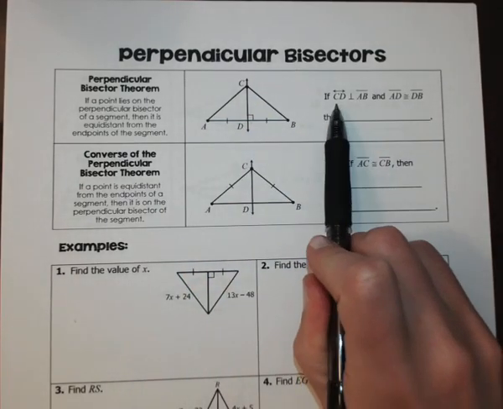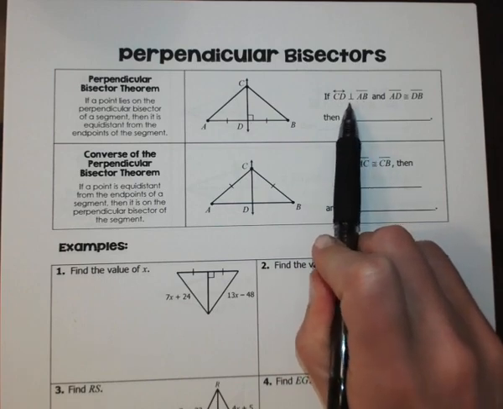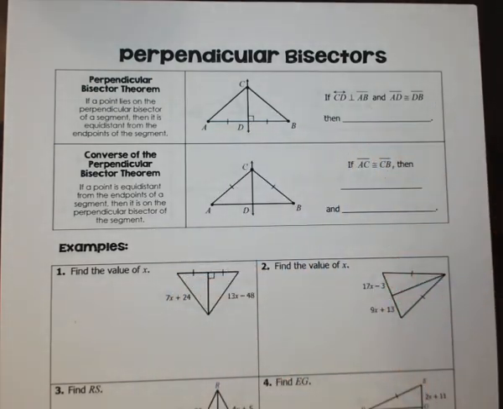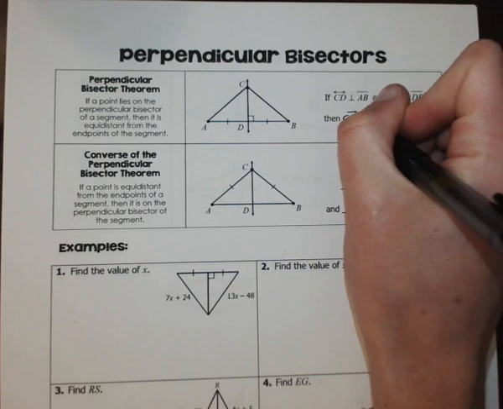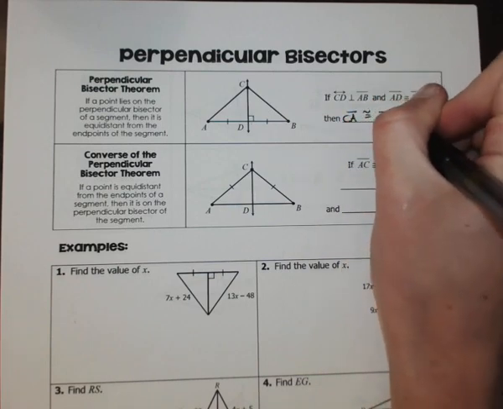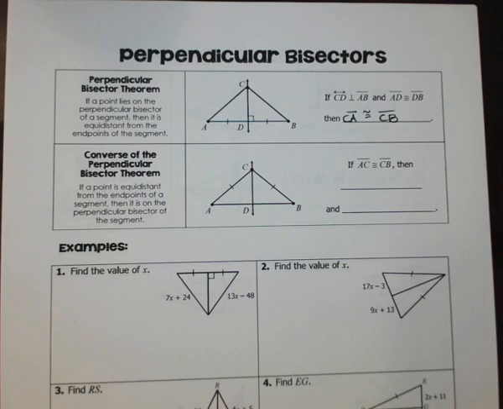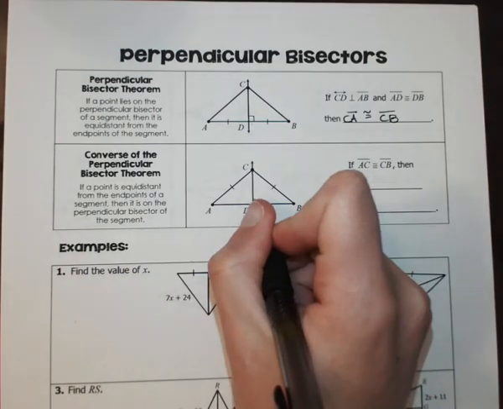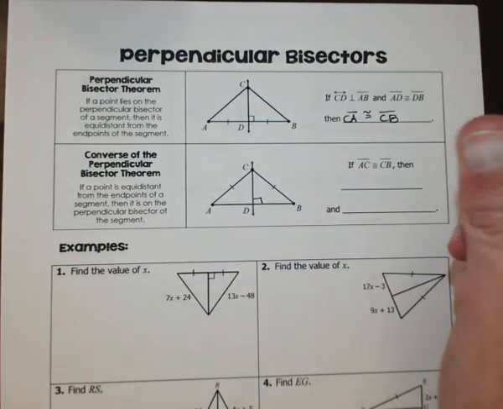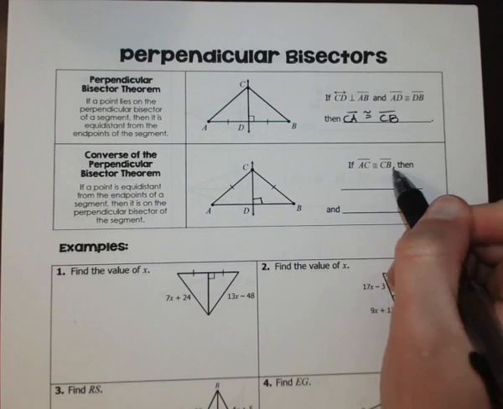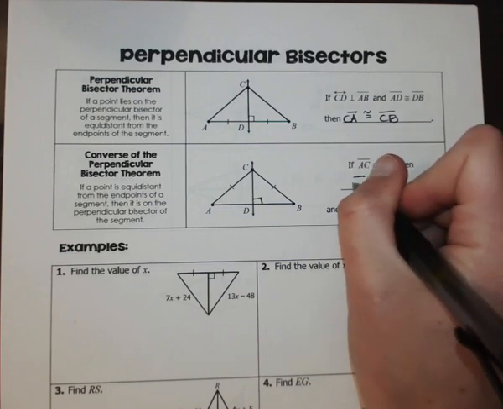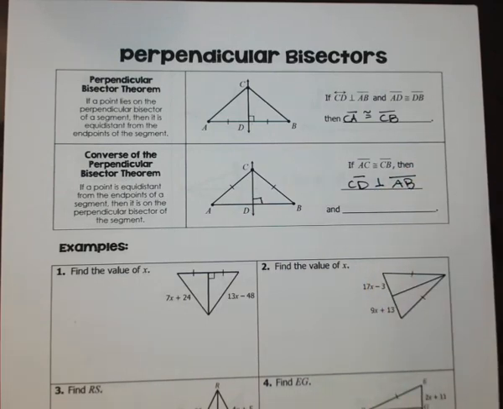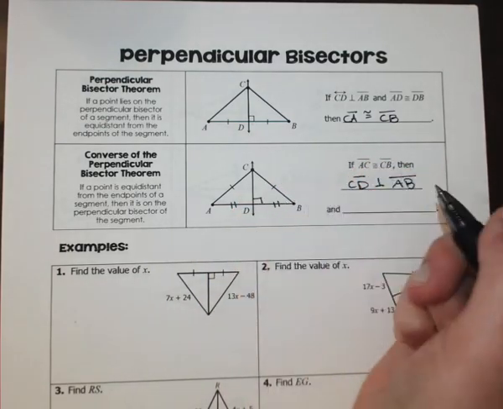So if CD is perpendicular to AB, that's what this symbol means, and AD is congruent to BD, then the sides of the triangle, so side CA, is congruent to side CB. And then the opposite of this is also true. If the two sides are congruent, then that means it has to form a 90-degree angle. It has to mean that if AC is congruent to CB, then segment CD is perpendicular to segment AB, which means AD is congruent to BD.